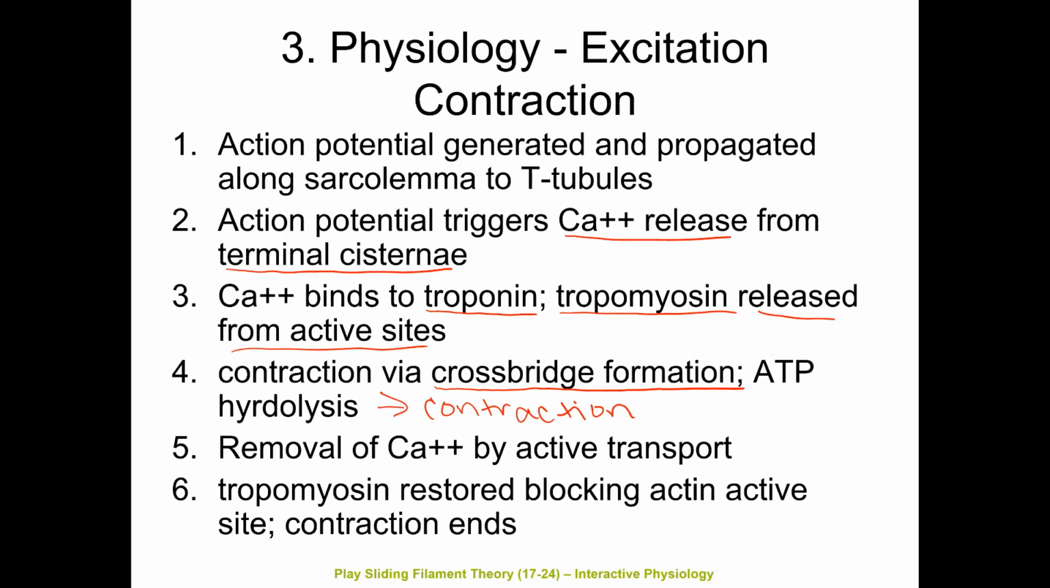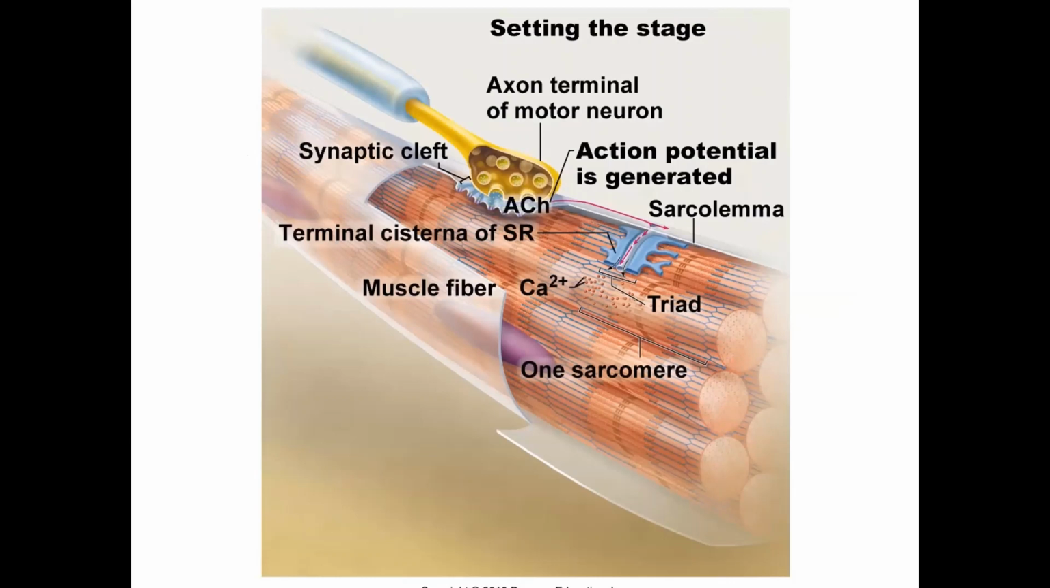Okay. So let's walk through this using the images from your textbook. Okay. So again, if we try to add all this in here, we've got an impulse coming down a neuron. Calcium channels are going to open. That's going to cause synaptic vesicles to release acetylcholine here into this cleft. That's going to get picked up by those receptors on the motor end plate. That's going to cause sodium channels to open. We call that depolarization. That's going to make the inside more positive.